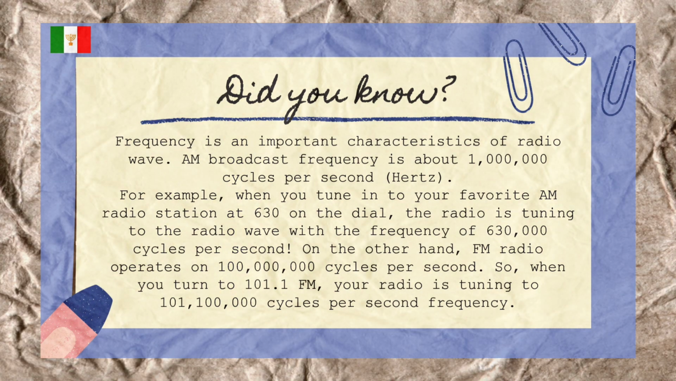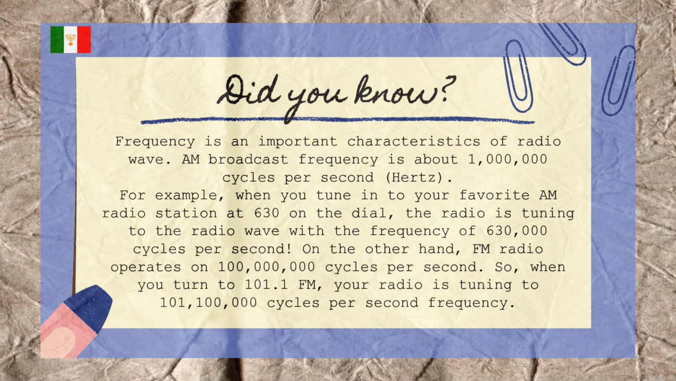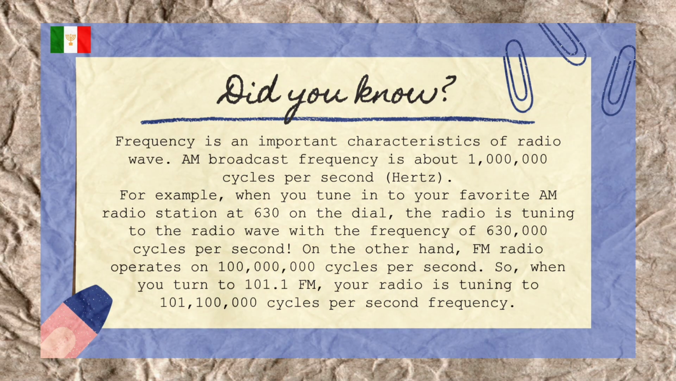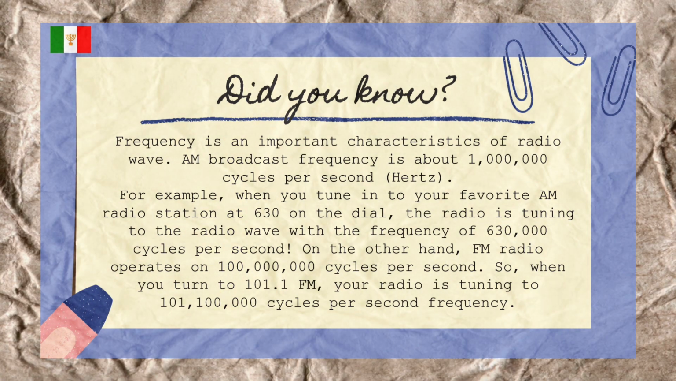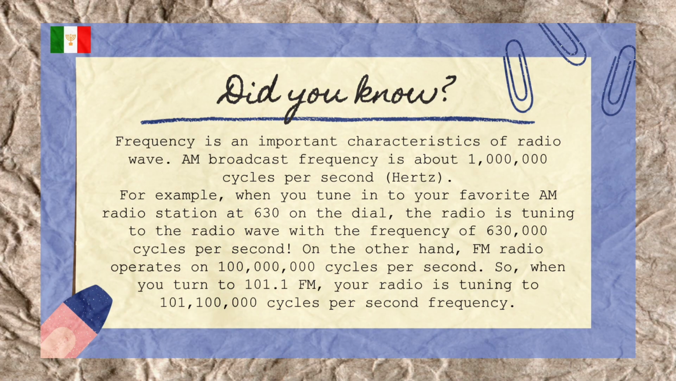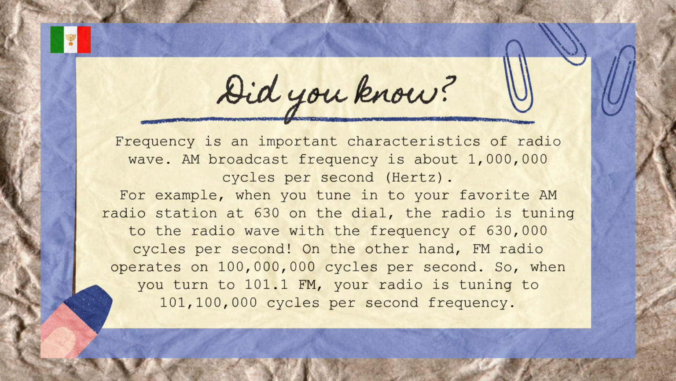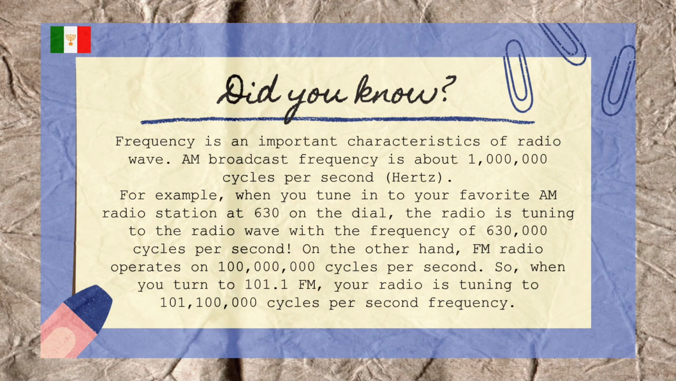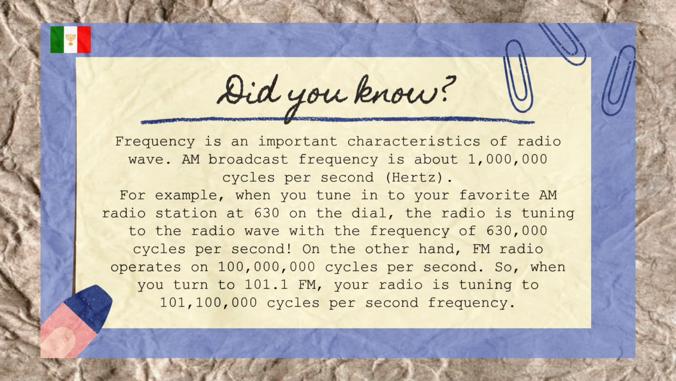Frequency is an important characteristic of radio wave. AM broadcast frequency is about 1 million cycles per second or hertz. For example, when you tune in to your favorite AM radio station at 630 on the dial, the radio is tuning to the radio wave with a frequency of 630,000 cycles per second. On the other hand, FM radio operates on 100 million cycles per second. So when you turn to 101.1 FM, your radio is tuning to 101,100,000 cycles per second frequency.